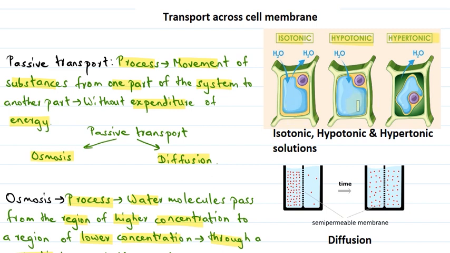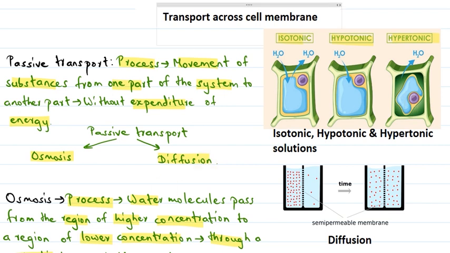Whereas when we place cells in a hypertonic solution, what happens? Endosmosis takes place, that is, water molecules enter the cell, and as they enter, the cell swells up. In plant cells, they become turgid. When the cells are placed in a hypotonic solution, exosmosis takes place, that is, water molecules move out of the cell. The cells actually shrink, and in plant cells we call them plasmolysed cells.